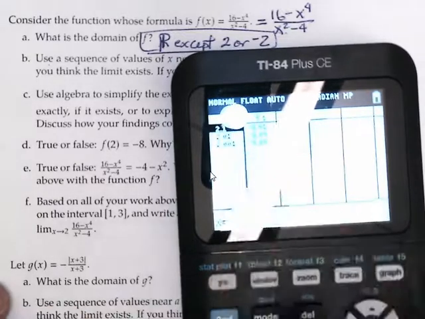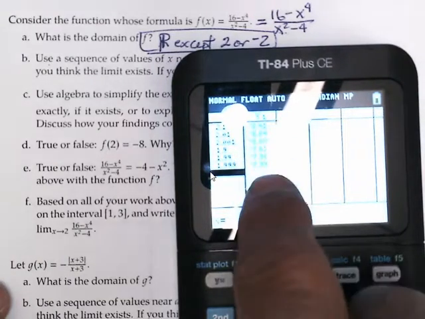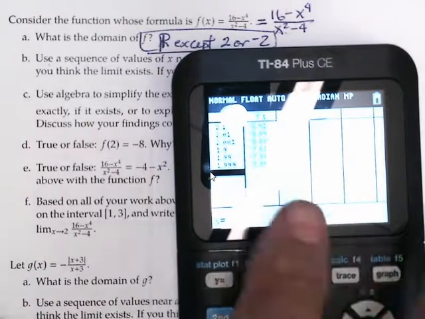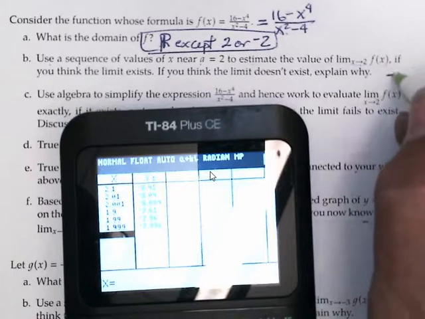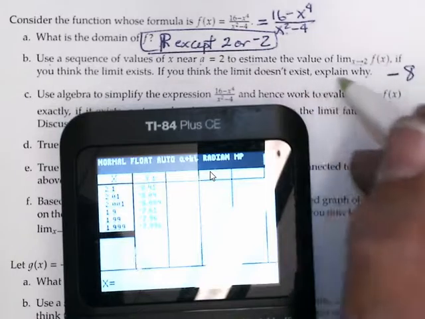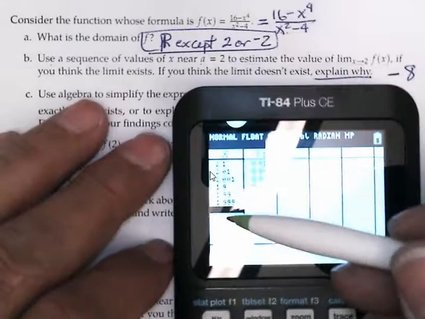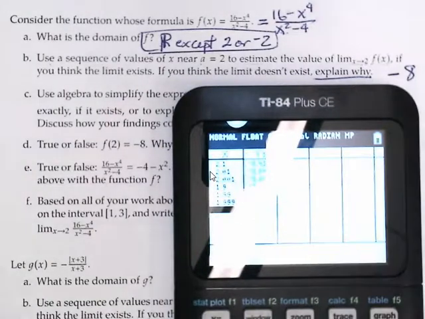And it looks like it's getting closer and closer to 8. And if we come in from the other side, 1.9, 1.99, 1.999. Looks like it's getting closer and closer to negative 8. So as I get closer and closer to 2, it looks like it's coming out to be negative 8. And it does exist because coming in from both the positive side and the negative side, from the right and from the left, I get the same value of negative 8.